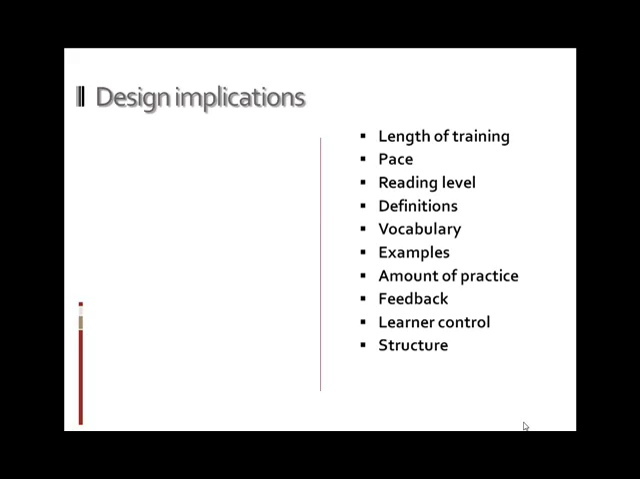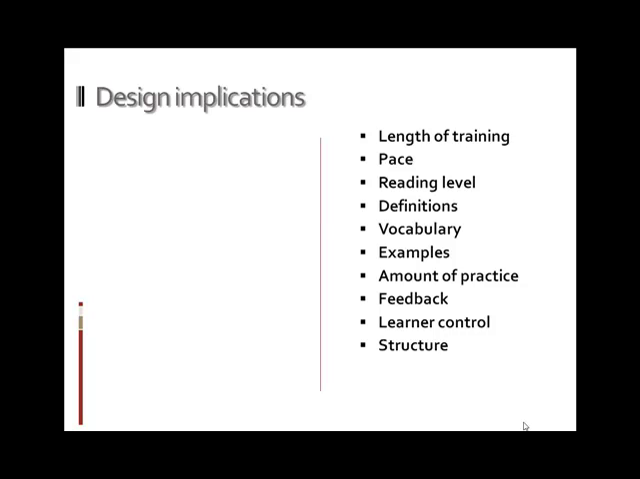Now, some of the modifications that you may need to make in your training, depending on the characteristics of your learners, would include how long your training is, the pace of the training, how quickly or how slowly you go through it, the reading level of the materials, whether you need to define certain terms or whether the audience would have enough experience to already know these terms, whether you need to include different vocabulary because of the education or maybe the fact that your learners don't speak English as their first language.